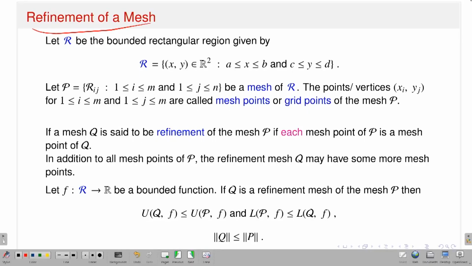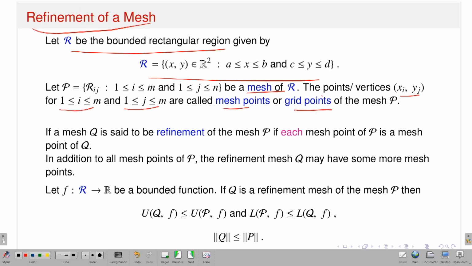Suppose you start with a bounded rectangular region. Let R be a bounded rectangular region, that means R is of the form that I already explained. Now, you take a partition P. Partition P means you take a partition of your interval [a, b] and a partition of your interval [c, d]. Take a cell R_ij, which I already discussed, which is nothing but the cell [x_{i-1}, x_i] cross [y_{j-1}, y_j]. If this is a mesh of R, or partition of R, the points or vertices (x_i, y_j), for i from 1 up to n and j from 1 up to m, are called the mesh points or grid points.